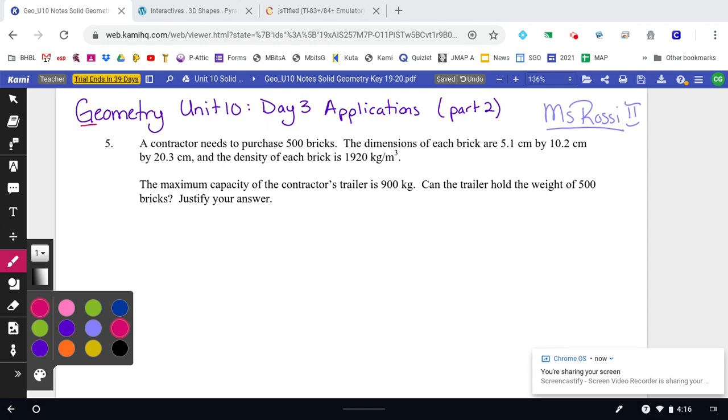Everyone, today we're here to continue our notes on Unit 10, Day 3, applications of our 3D geometry. All right, so here's a really good application.